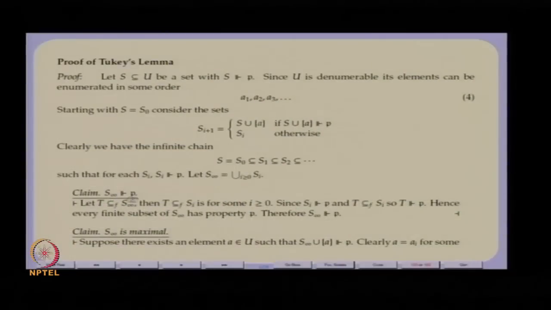So firstly, S infinity should satisfy the property P. Well, this is because S infinity is a possibly infinite set. Since P is a property of finite character, it is enough to show that an arbitrary finite subset of S infinity also has the property P, right? So let's take any finite subset T of S infinity. Then one thing is, because this is an increasing chain and S infinity is a union, this T must be contained in some S(i). And since S(i) satisfies the property P, any subset of S(i) also satisfies the property P, because P is a property of finite character. So therefore, T must also satisfy the property P.